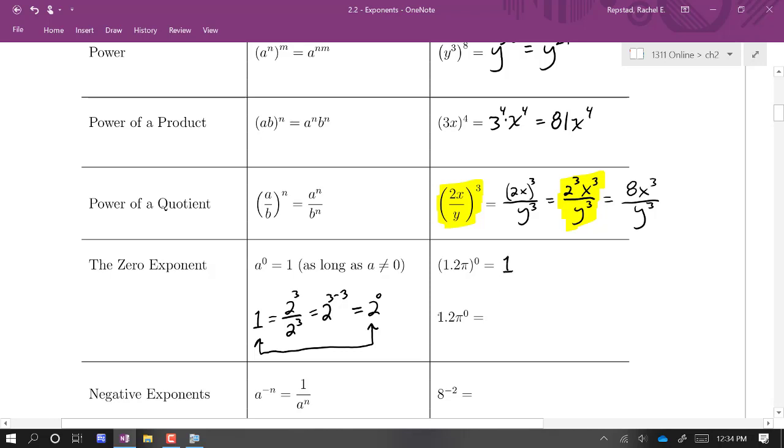In this next example, 1.2 pi to the 0, here that 0 exponent is only on pi, right? There's no parentheses, so it's just on pi. So this is 1.2 times 1, or 1.2.